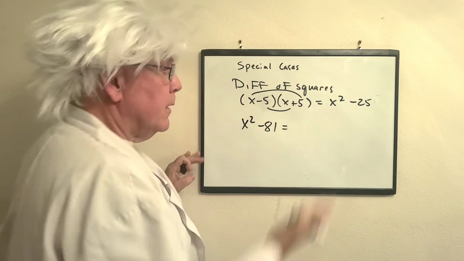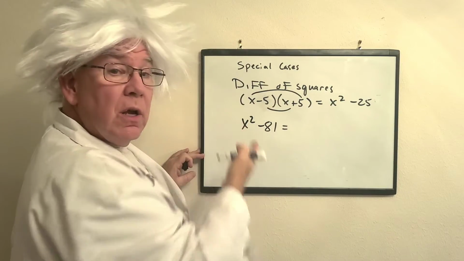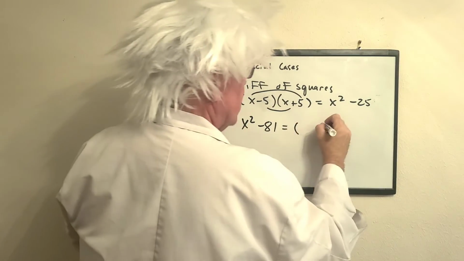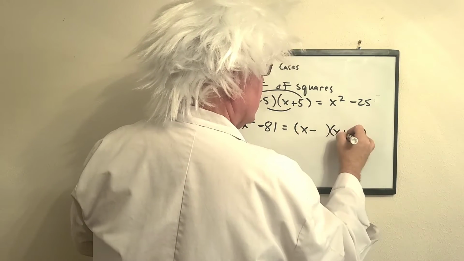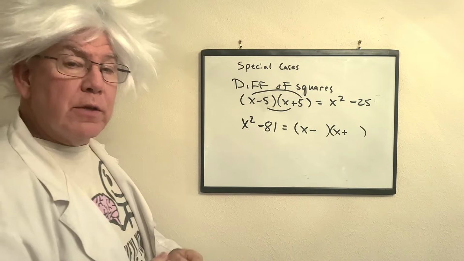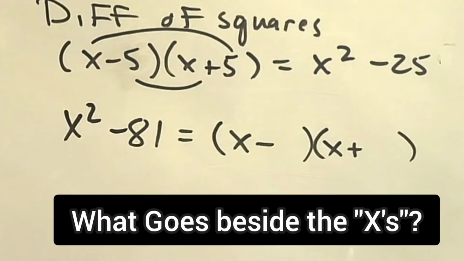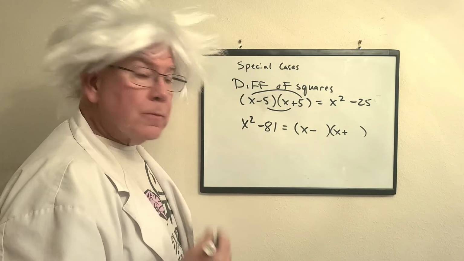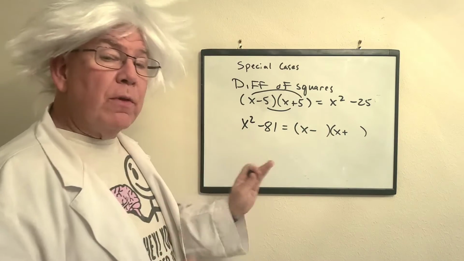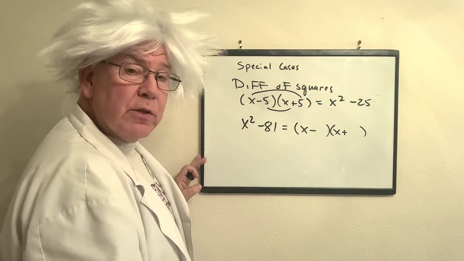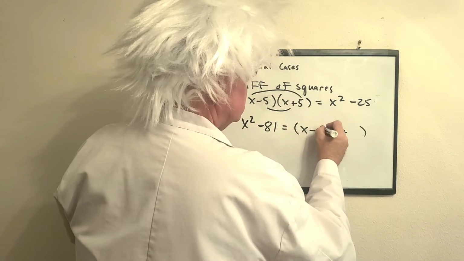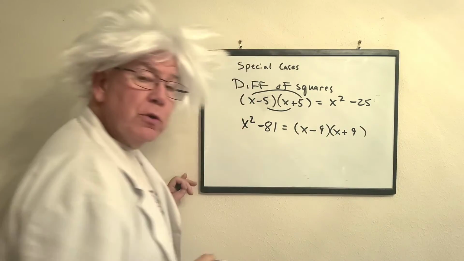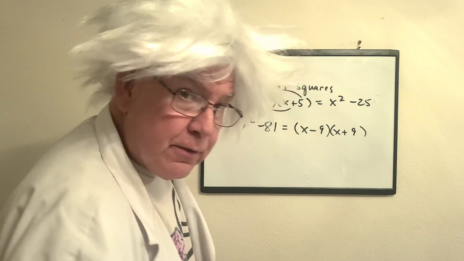So, look here to here. Now, Algebros and Algebabes, we're going to pause this, and I want you to figure out what goes beside the x's. Okay, now we're back. So, the only thing I have to do, perfect square, yes. Perfect square, yes. What's the square root of 81? 9, my children. Now, that's the first one.